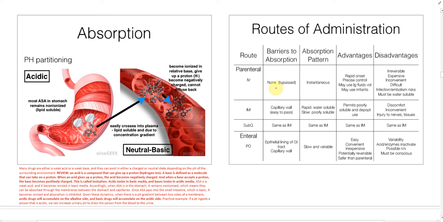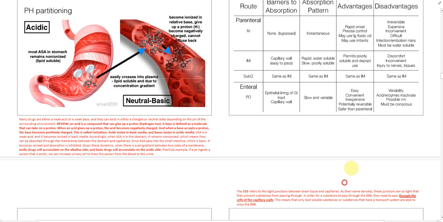There are no barriers to absorption with IV. You're poking into a vein and you're pumping stuff in there. For IM, barriers generally are going to be the capillary wall, but that tends to be pretty easy to overcome. Same thing for sub-Q. And then with PO, barriers to absorption tend to be the epithelial lining of the GI tract, the capillary wall, and just how well that medication is meant to cross into those areas. And the rest of that can be read over.